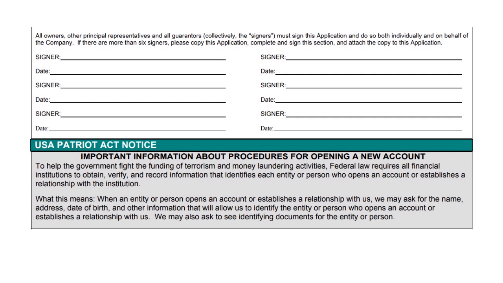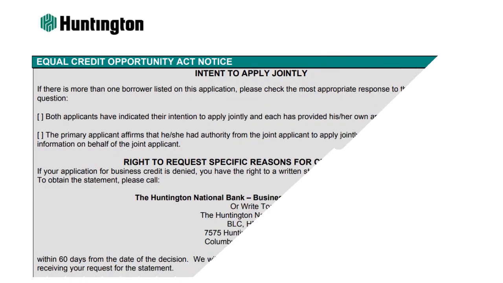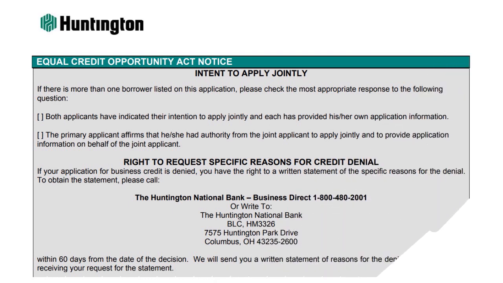So they have the USA Patriot Act notice. This is about tracking anything about AML, making sure that they track money laundering. They will ask you for all kinds of information so that the government can help track this sort of illicit money. And then they also have the Equal Credit Opportunity Act notice. And this is where, again, this is more like regulatory compliance purposes, but you need to know that.